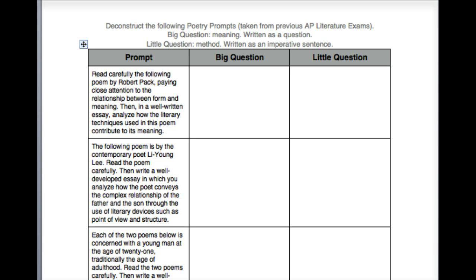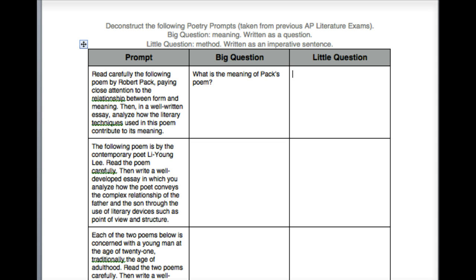So let's practice together. The first prompt says, read carefully the following poem by Robert Pack, paying close attention to the relationship between form and meaning. Then in a well-written essay, analyze how the literary techniques used in this poem contribute to its meaning. So the big question is, what is the meaning we're looking for? So we would write in here, this is really simple. What is the meaning of Pack's poem? Question mark.